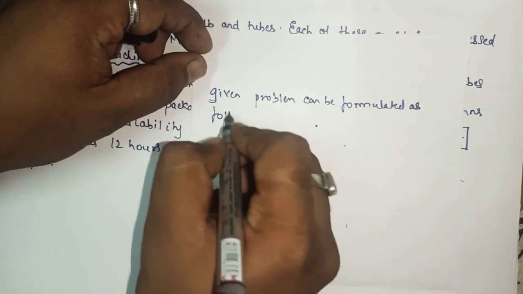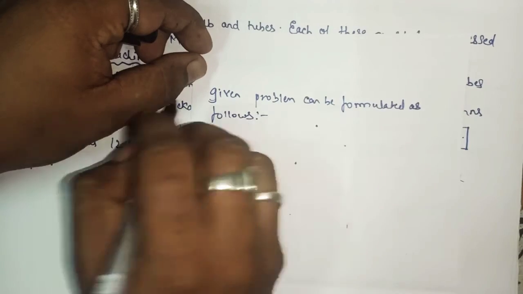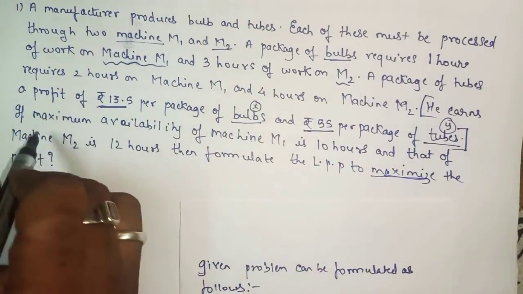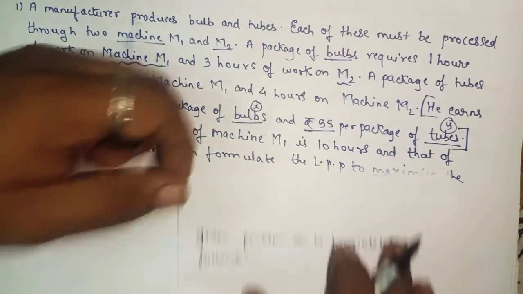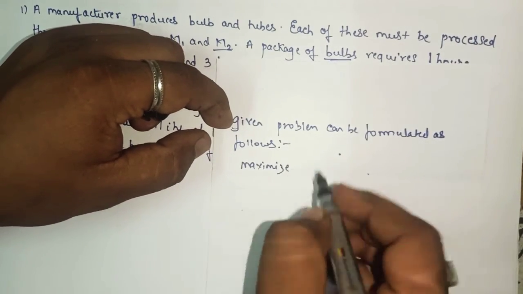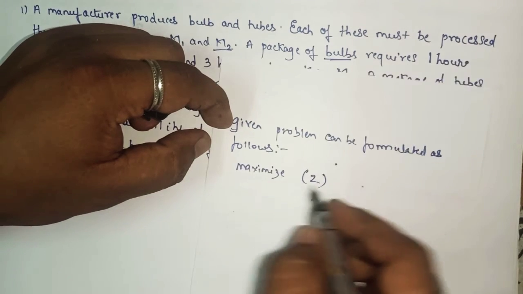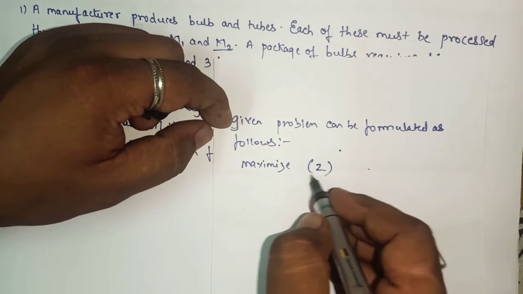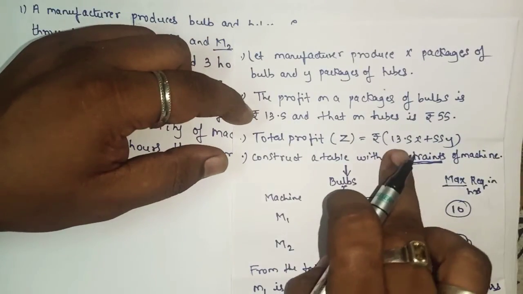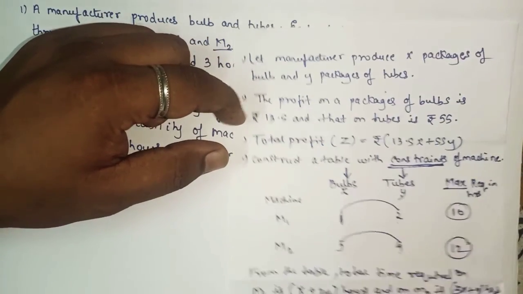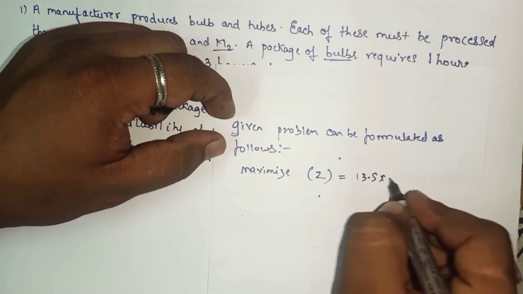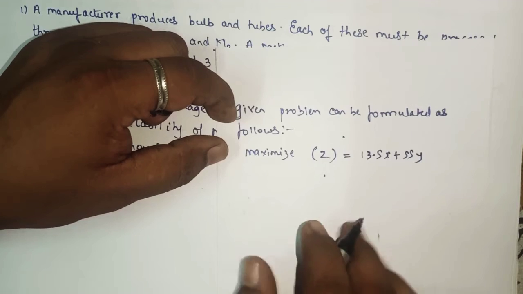Okay, so the first sum is based on maximize. So here you will write maximize. That means the requirement is to maximize z, which is equal to 13.5x plus 55y. So 13.5x plus 55y.